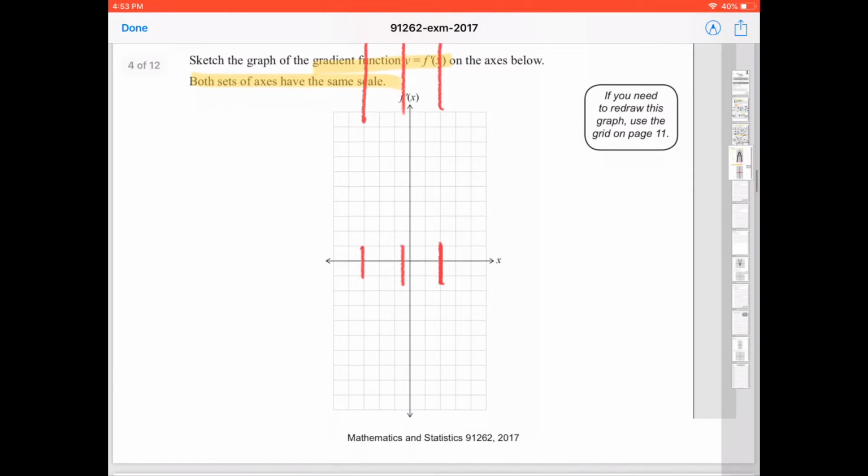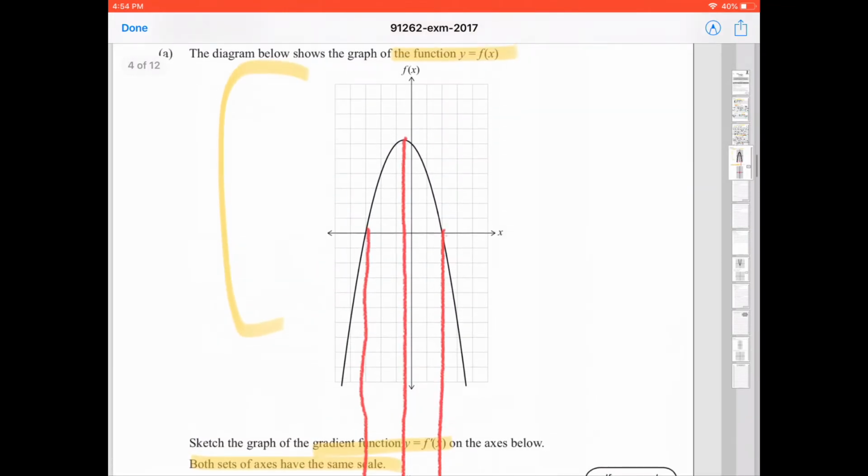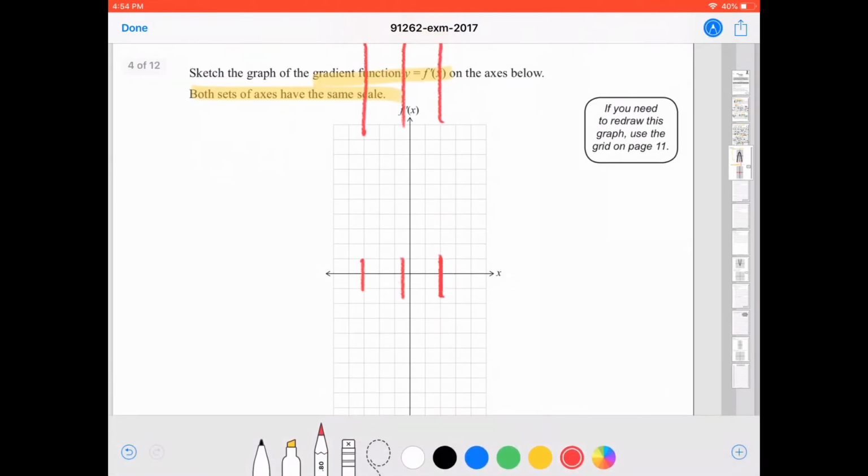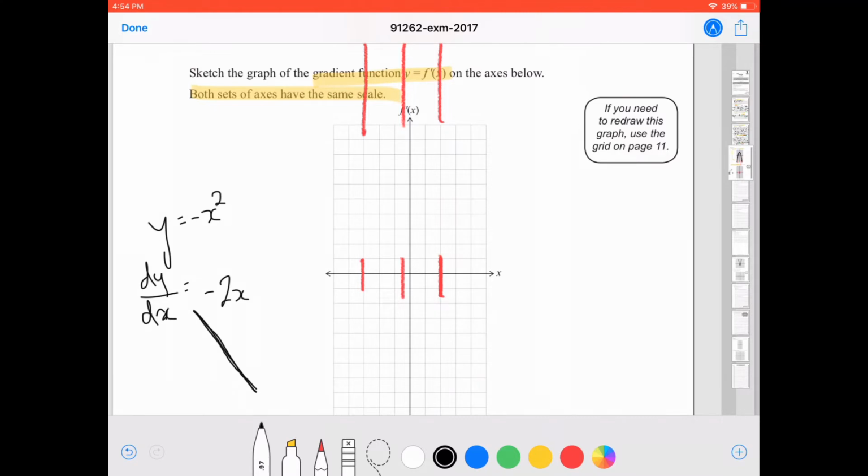Okay, so if we're sketching the gradient function, I guess the first thing to note is that we've got a negative parabola here. So we could say y equals minus x squared. Then the derivative of that function is going to be like minus 2x, right? Basically, forget about the 2, but it's going to be a negative straight line, right? So a straight line that slopes downwards like that.